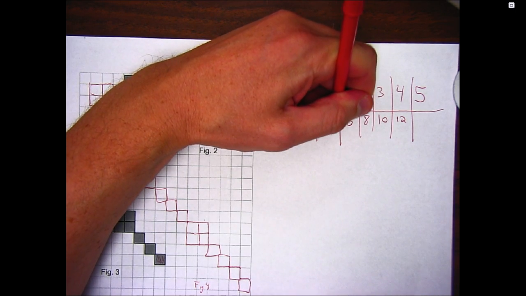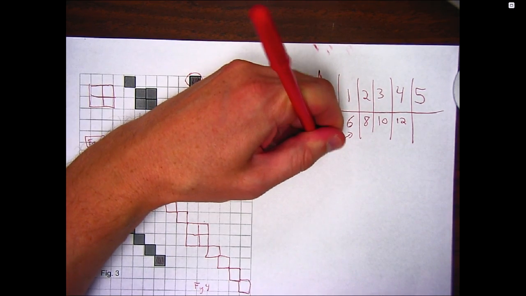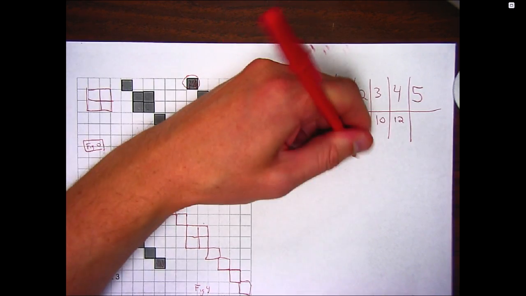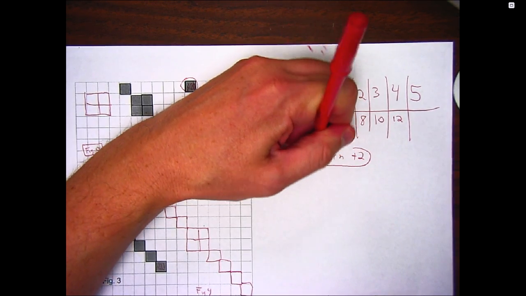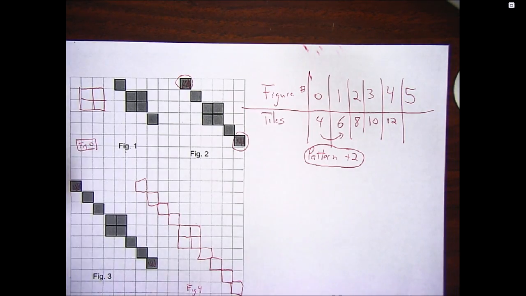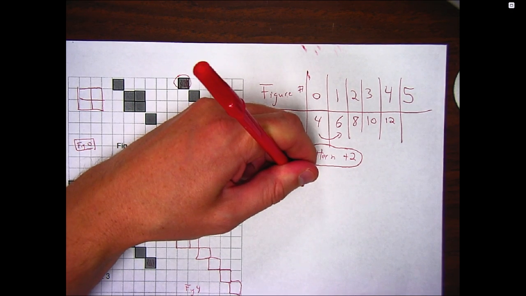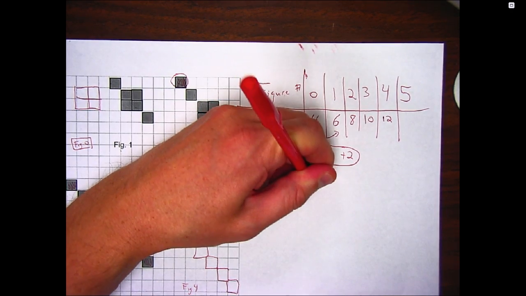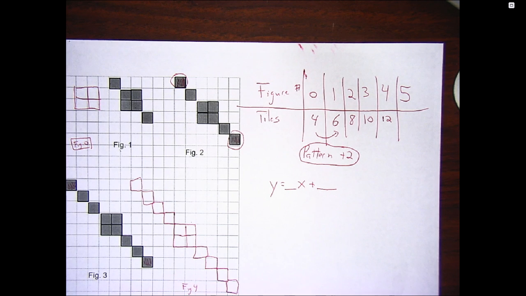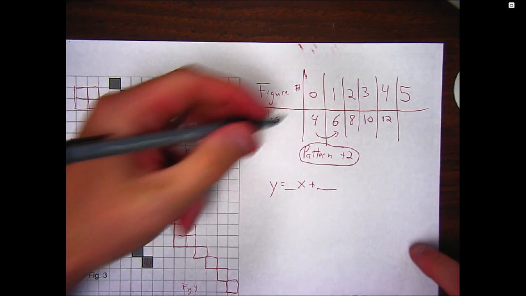And when I look at this pattern, the pattern is plus 2, right? And it's real important to keep straight the difference between the pattern and the rule. And so the pattern is we're going forward 2 each time, or up 2 each time we add a figure. For the rule, we're going to want something that looks like this, right? Something times x plus something. And you maybe remember seeing stuff like this last year.